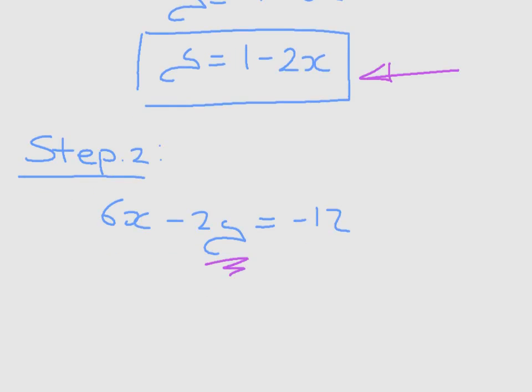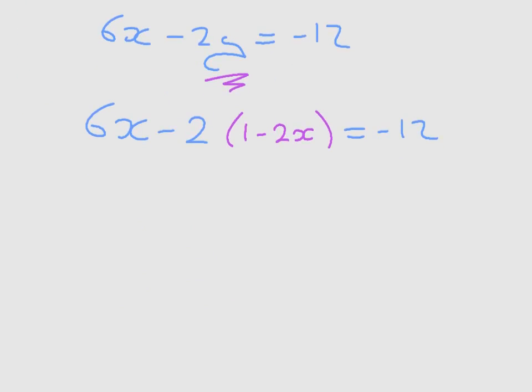So in other words, we're going to rewrite this equation here as 6x minus 2, and instead of y, we're going to replace it by this expression, so 2 times (1 minus 2x). And remember, that's equal to negative 12. The reason why this is convenient is because all of a sudden, in this equation, the only unknown is x. And we can solve this.